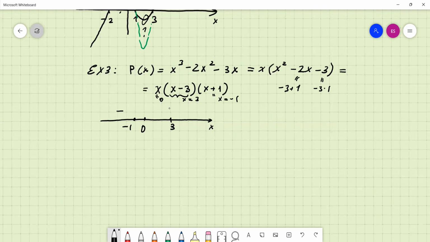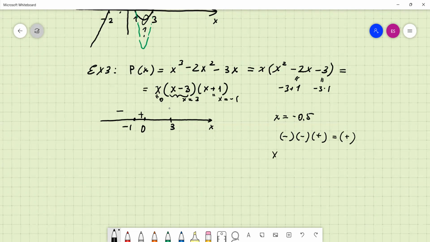Between negative 1 and 0, I can use x equals negative 0.5. Negative 0.5 is minus. Here is minus. And here actually is going to give me plus. So all 3 multiplied are going to give me plus, because 2 minuses are going to give me plus.